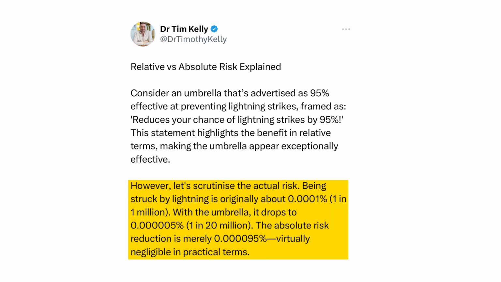However, let's scrutinize the actual risk. Being struck by lightning is originally about 0.0001%, in other words, 1 in a million. With the umbrella, it drops to 0.000005%, which is 1 in 20 million. The absolute risk reduction is merely 0.000095%, virtually negligible in practical terms.